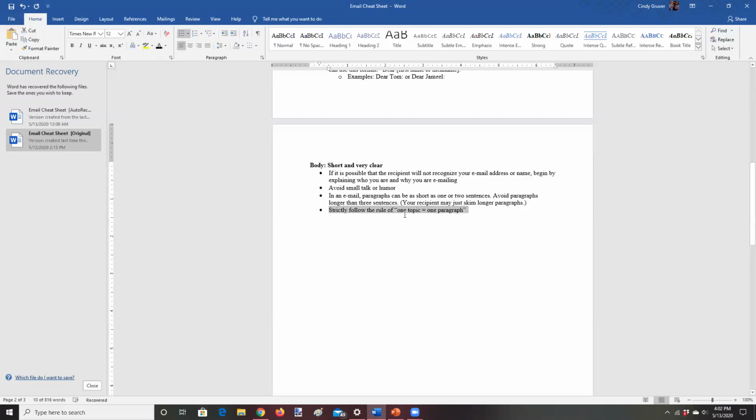Follow the rule, 1 topic per paragraph. When you write letters, that's a good rule of thumb too. When you write briefs, when you write anything, that's a good rule of thumb. But sometimes you can be a little bit broader, but not in an email, because again, people are skimming emails. And so if you have 2 topics to cover and you have them both in the same paragraph, there's a very good chance the reader's only going to get the first topic.